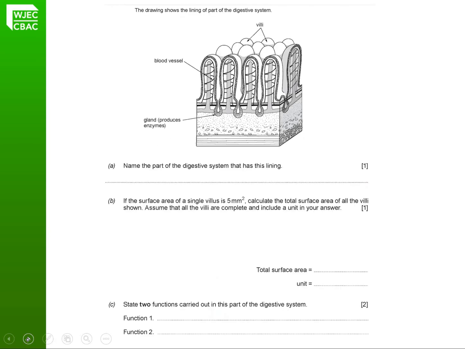So if we look now at question 5, the diagram shows the lining of part of the digestive system. Name the part of the digestive system that has this lining. This would be your small intestine.